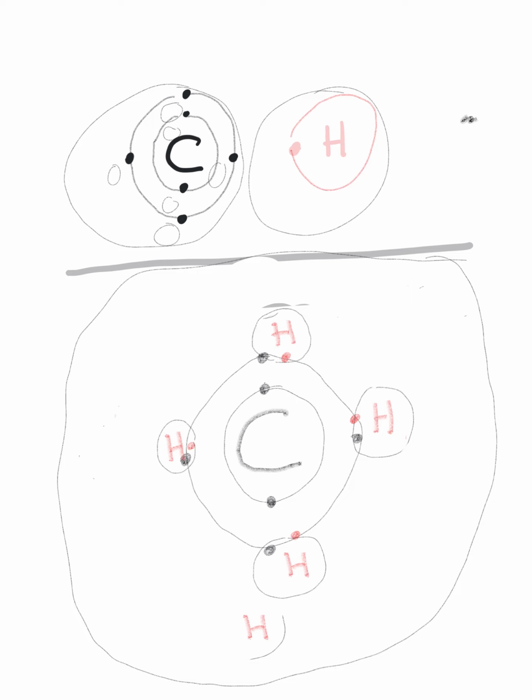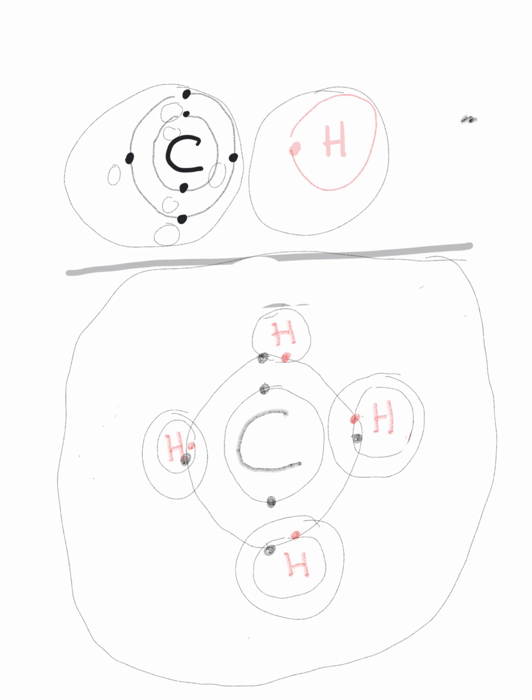sharing its electron with the carbon's electron. You can see each one of these hydrogens is sharing its valence electron with one of the carbon's valence electrons. As a result, let's look at this hydrogen here. It has 2 valence electrons, one of its own and one that it's sharing with the carbon. This hydrogen over here has its 1 valence electron that it's sharing with the carbon, and the carbon is sharing its valence electron with the hydrogen.